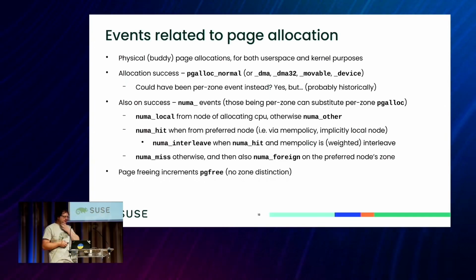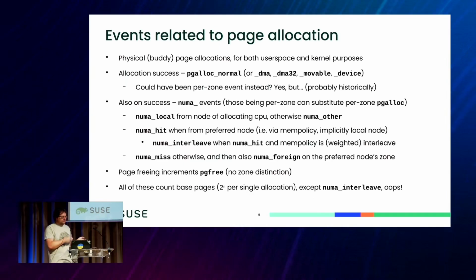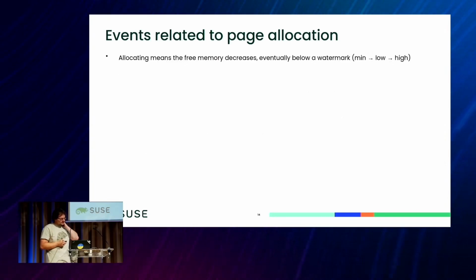Page freeing increments a single counter that doesn't distinguish zone, and that's called pgfree. And yeah, all the counters count the base pages that form the allocation. So if you allocate 4 pages at once for a large folio, it's not a single increment, but it increments by the number of pages, so it can be compared across different folio sizes. That is not affected by the folio size, except for NUMA interleave for some reason, so that's another thing I want to look at.